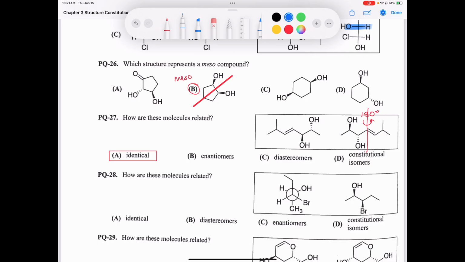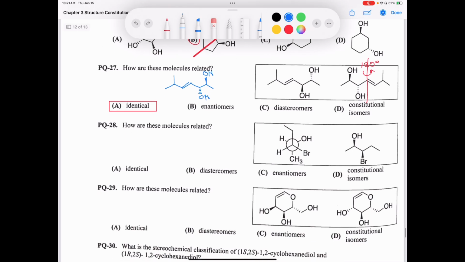Let's say you were to redraw this first compound like this. Oops, I'm doing what I wasn't supposed to do. Let's say you were to redraw this chain like this, and then you change this to a wedge, and you change this to a dash. These two compounds would be enantiomers of each other, okay? But the two compounds that are in the box, it's the same compound, just drawn twice.